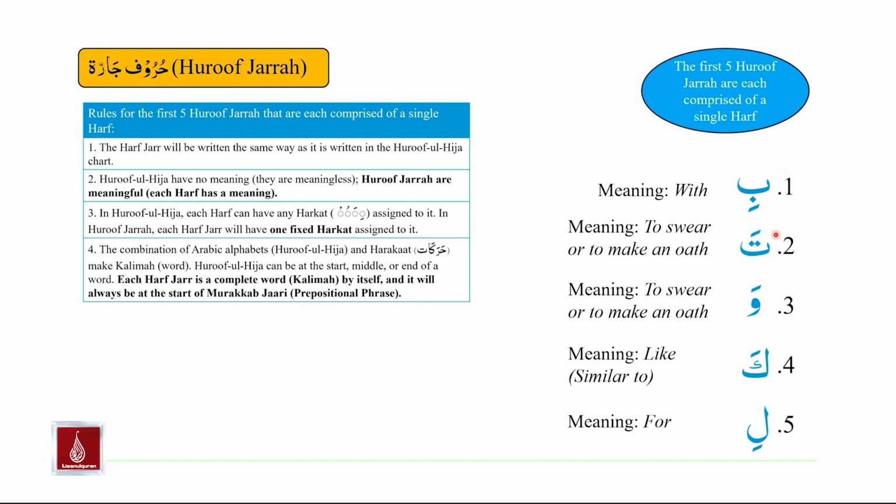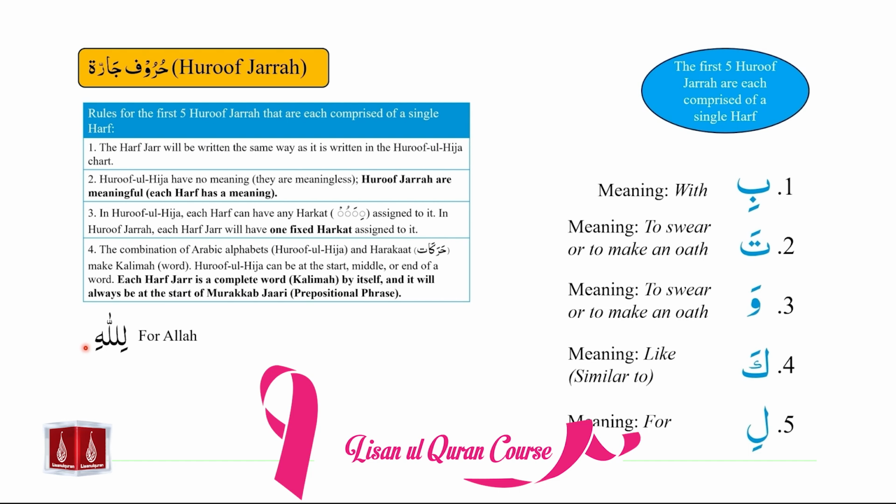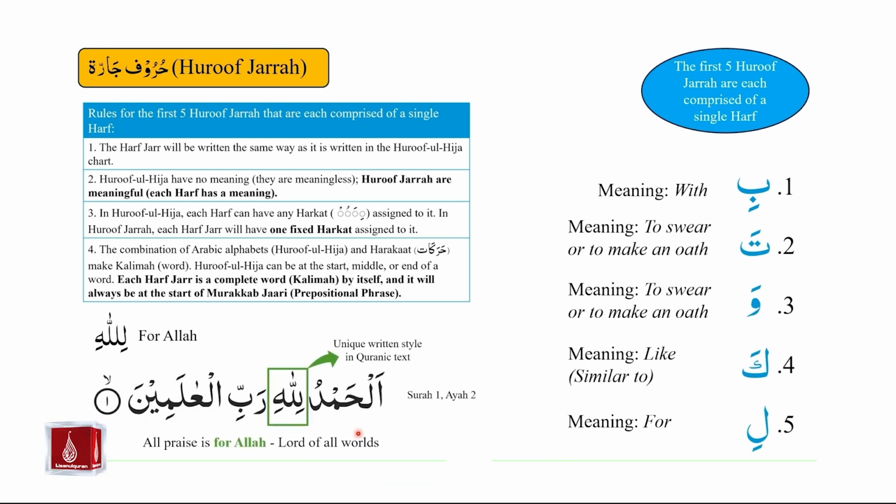Laam harf-e-jar is the last of the huroof Jarrah list that are comprised each of a single harf: Ba harf-e-jar, ta harf-e-jar, waw harf-e-jar, kaf harf-e-jar, and Laam harf-e-jar. An example of Laam harf-e-jar is lillahi, for Allah. Laam harf-e-jar is at the beginning and it is followed by an ism that is majrur. Please note that this particular style of writing Laam harf-e-jar is grammatically correct. However, in the Arabic text, and in the Holy Quran, Laam harf jar will be written according to a particular style.